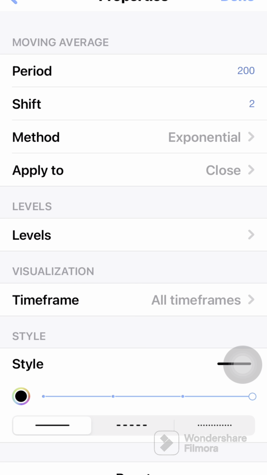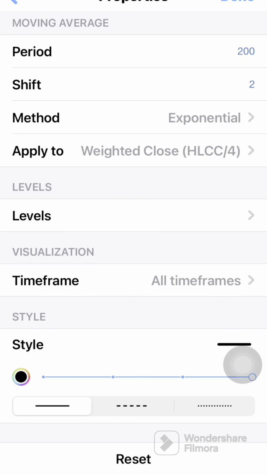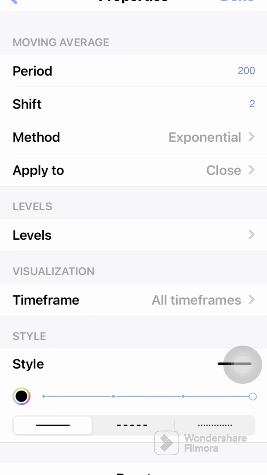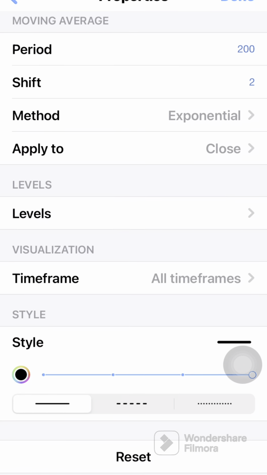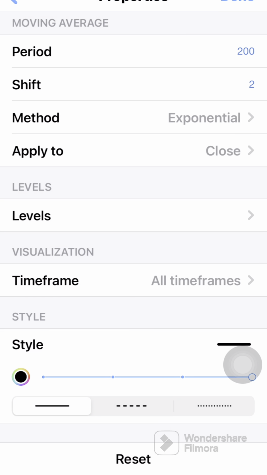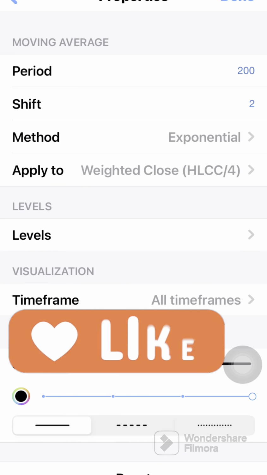So here are the settings for the moving average: period 200, shift 2, method exponential, applied to weighted close HLCC/4. Levels, no levels, style black. So that's that for the settings. Let me review this one: style black, applied to weighted close HLCC/4, done. So here it is, we have it intact.